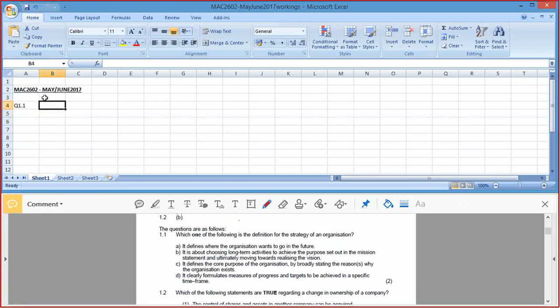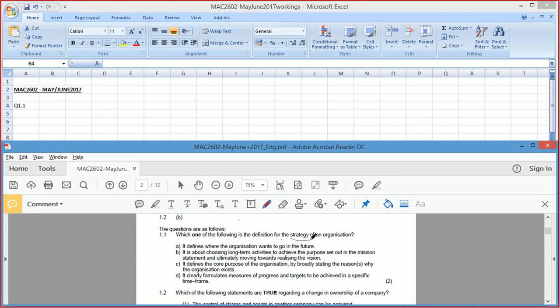1.1 says, which one of the following is the definition for the strategy of an organization? When you see a question like this, obviously they want a definition for the word strategy, and they're asking you to choose the one that's correct. So A, it defines where the organization wants to go in the future. Well, that's correct, but it might not be the most correct answer, but it's a possibility. If it's defining what they want to do in the future, that could be more a goal than a strategy. But remember, the strategy is going to help you get to that end goal.